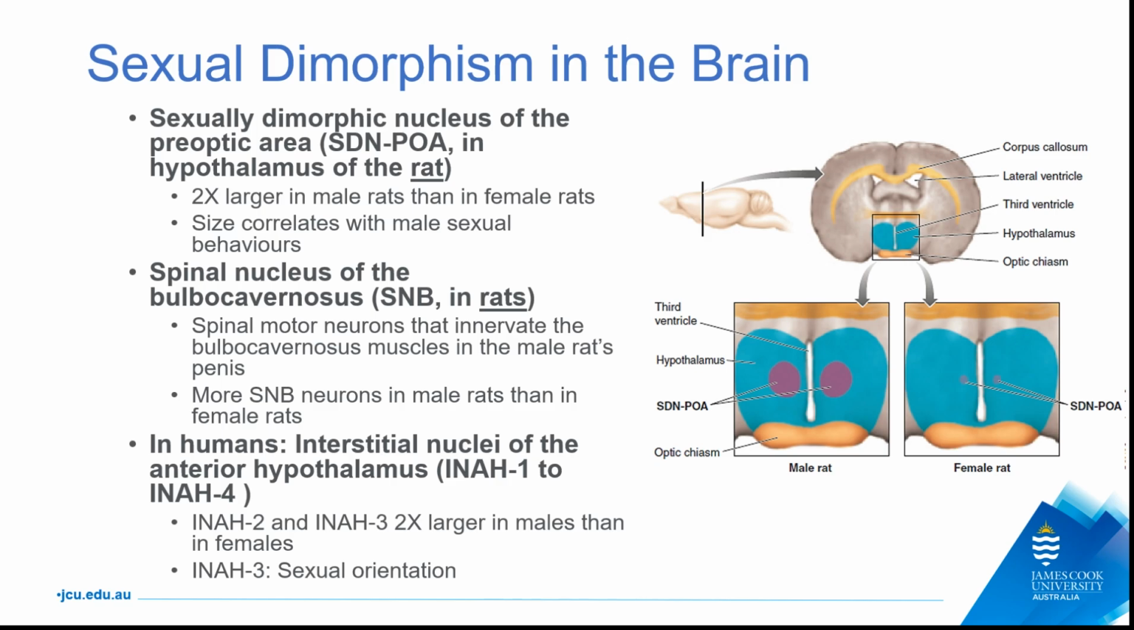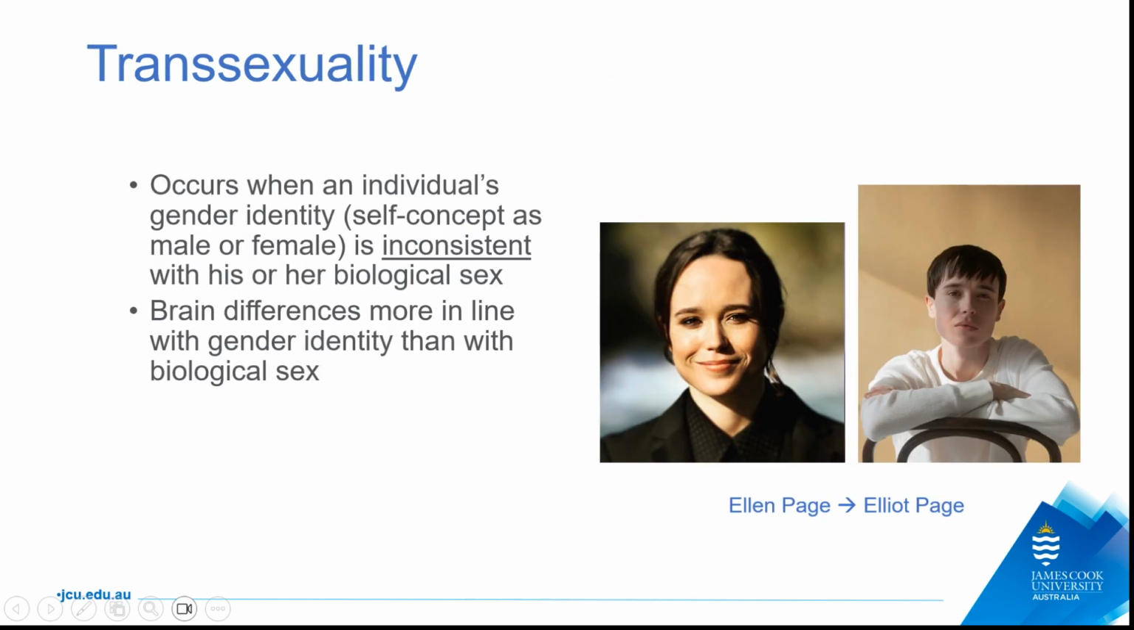So in humans, the equivalent of the SDN-POA is this INAH, which stands for interstitial nuclei of the anterior hypothalamus, right? It's nuclei, which means that it's more than one nucleus, 1 to 4. Specifically, 2 and 3 are 2 times larger in males than in females. So this is highly similar to the SDN-POA. And INAH3 is highly important for sexual orientation, which we will get to from this slide onwards on transsexuality. We'll talk more about it in our tutorial.